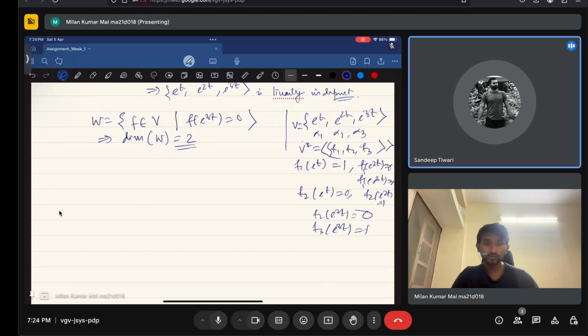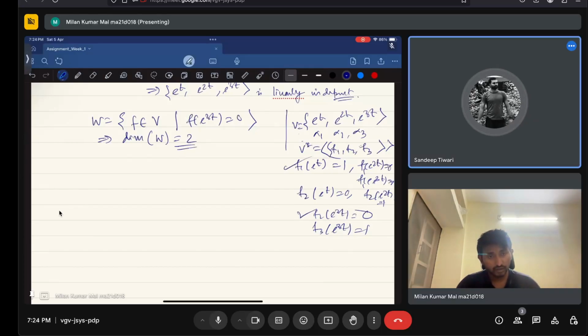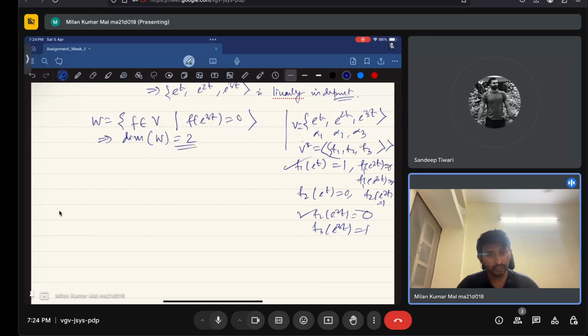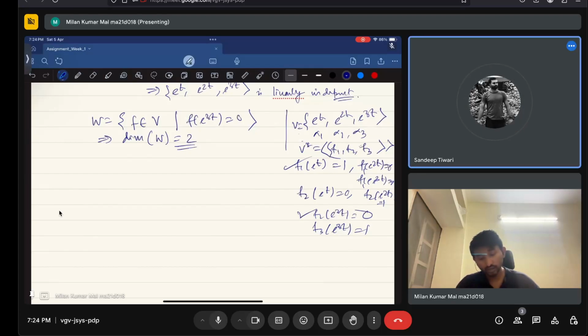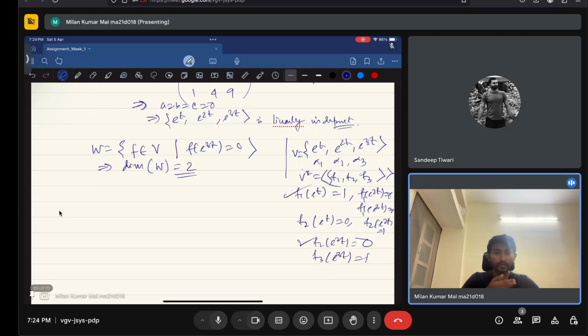But it is given that e to the power 3t is 0, sir. So that means f1 or f2 will be there. Therefore the dimension will be 2 and they are also linearly independent. F3 will not be there. F1 and F2 are the candidates.